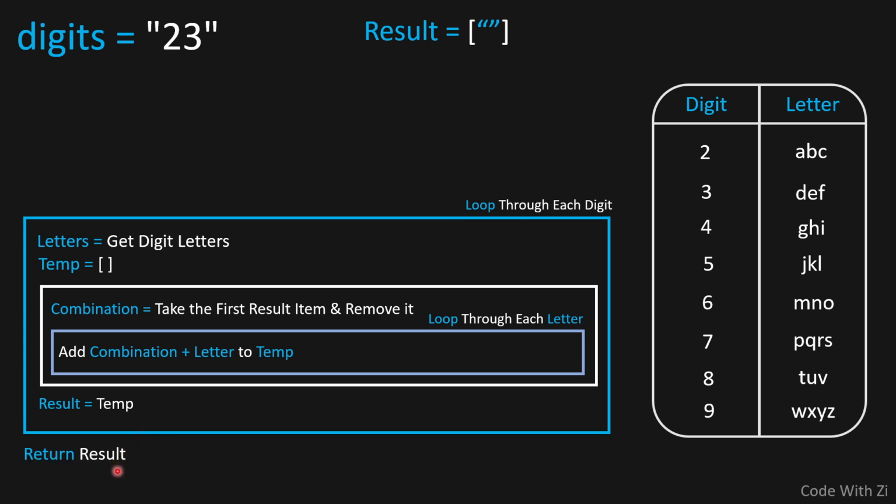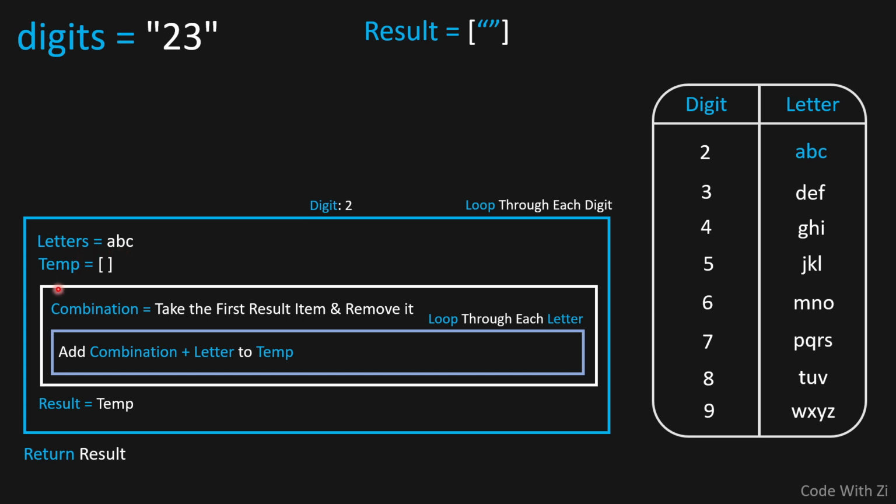Now let's visualize everything. So the first thing in our code is going to be this for loop, and we're going to loop through each digit, and these are our digits. And as you can see, our first digit is going to be 2 because we're looping through this number here. So now that we have our digit, we got to get all of the letters that our digit represents. And as you can see, 2 represents ABC. So let's do that. We're going to grab ABC, and letters are going to be equal to ABC.